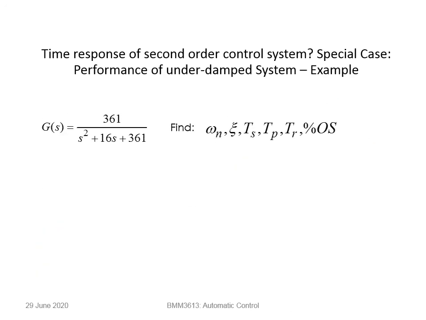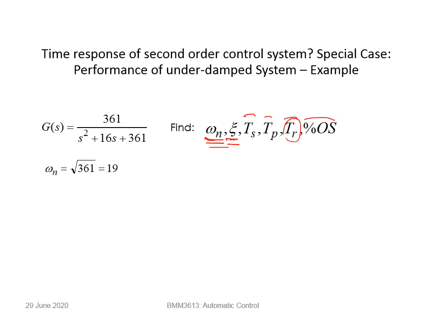So now we have an example of a transfer function, right? G(s) is 361 over s squared plus 16s plus 361. Now what we can do, first thing, is to write it as a function of omega n and zeta. Therefore, find omega n and zeta. And if you have found omega n and zeta from the previous slides, you know that you can find settling time, peak time, rise time, and percentage of overshoot, right? Of course, rise time will need a certain graph to find it.